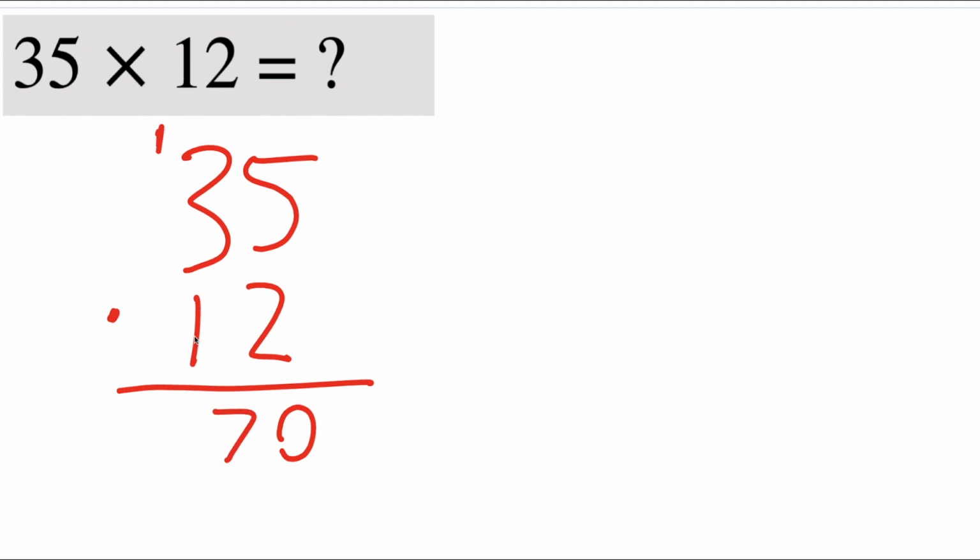Now we got to do this. 1 times 5. 1 times 5 is a regular 5. Now the 1 is in the tens category. So we don't put the 5 here. We put the 5 here in the tens category. And then 1 times 3, we get 3.